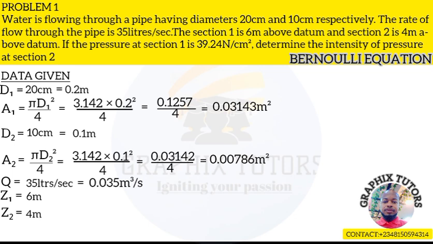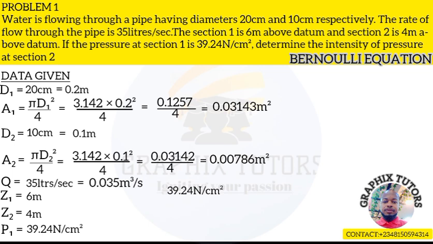It says the pressure at section 1 is 39.24 Newton per centimeter square. So the pressure at section 1 is given as 39.24 Newton per centimeter square. And I want uniformity. I want all my units here to be in meters. So I'm going to transform this centimeter square into meter square. So what will I do?